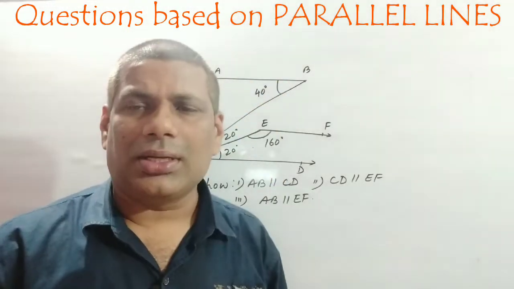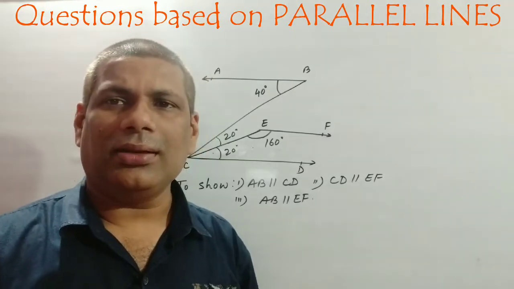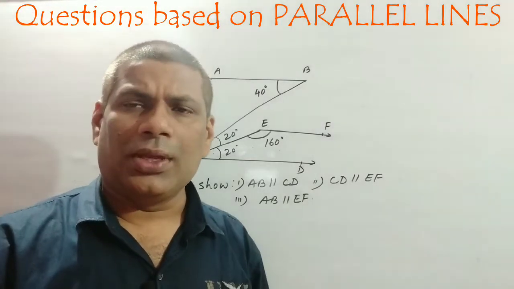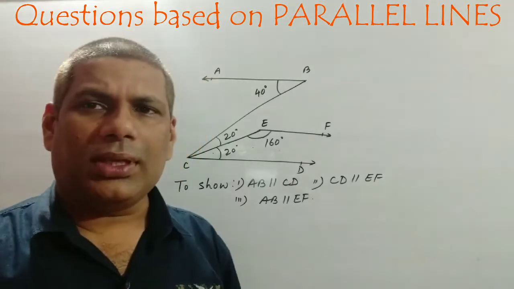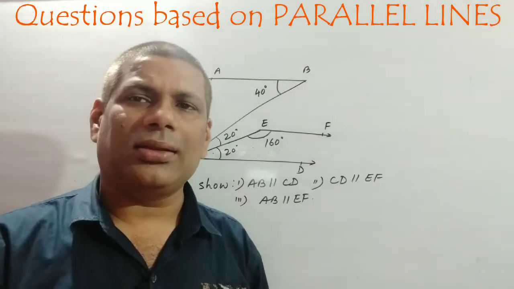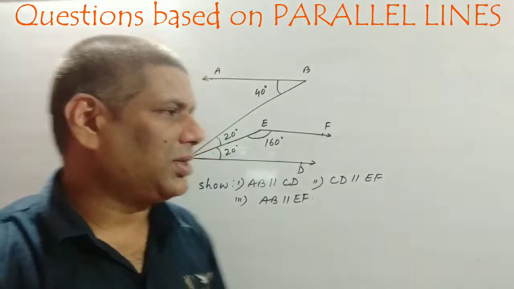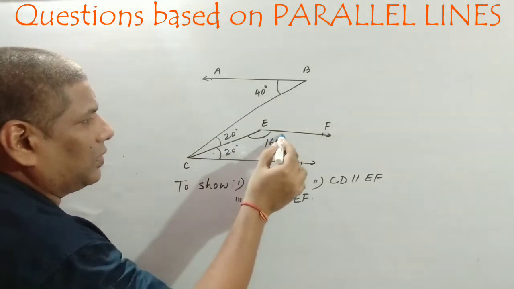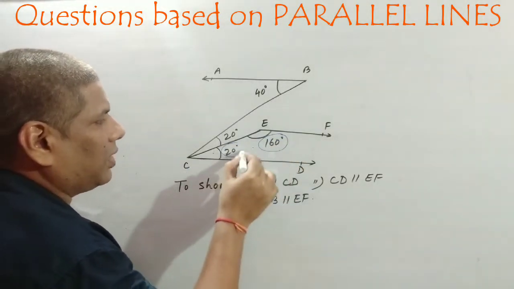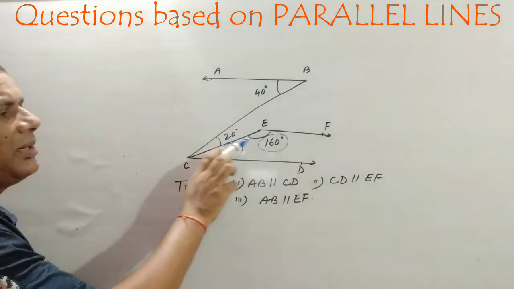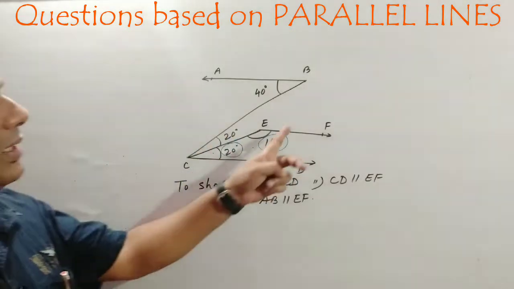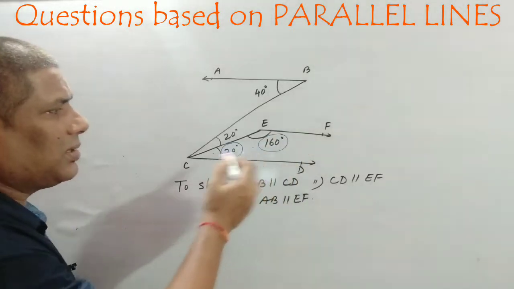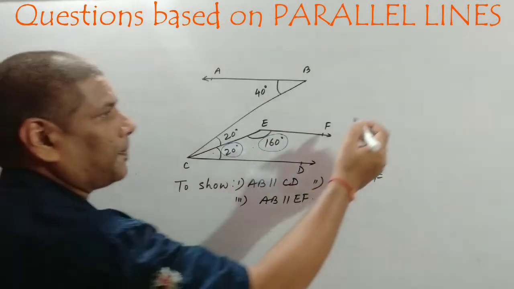Since we have already studied that if two lines are parallel, then corresponding angles, alternate interior angles and co-interior angles exist. At the same time, if the property exists, then the lines will be parallel. How? Let us see. Here we see that this angle 160 degrees and this angle 20 degrees both are on the same side of the transversal and on the interior of these parallel lines CD and EF, and these two make a sum of 180 degrees.